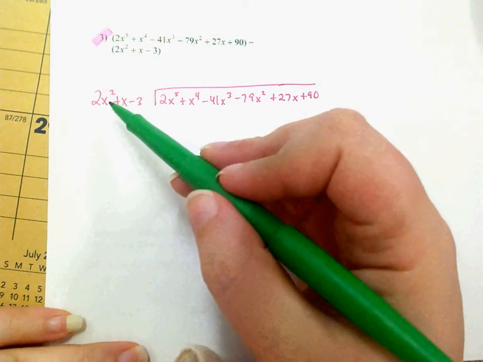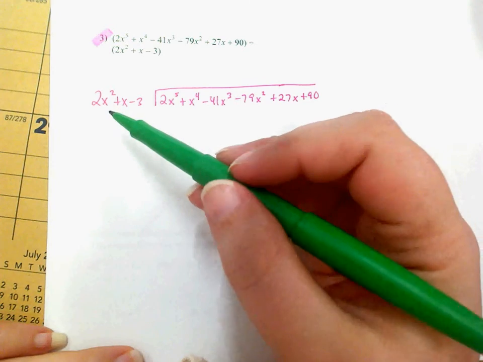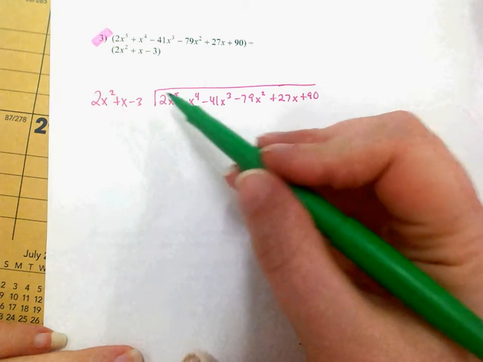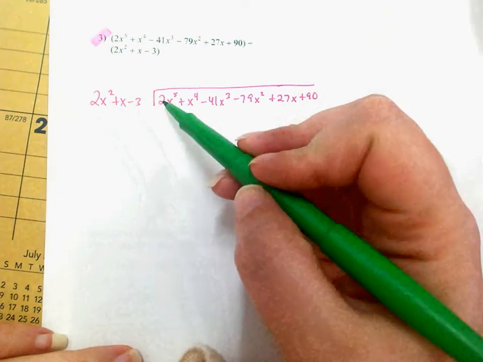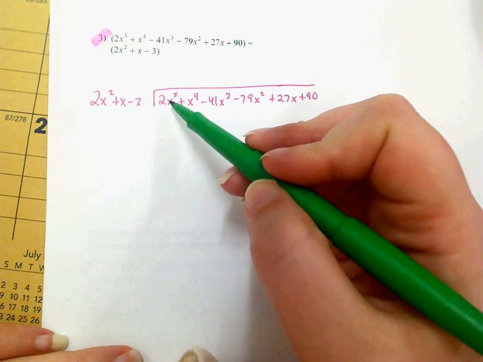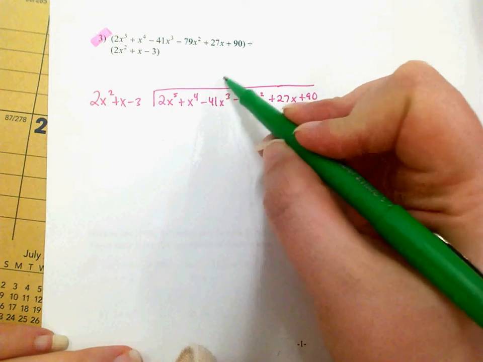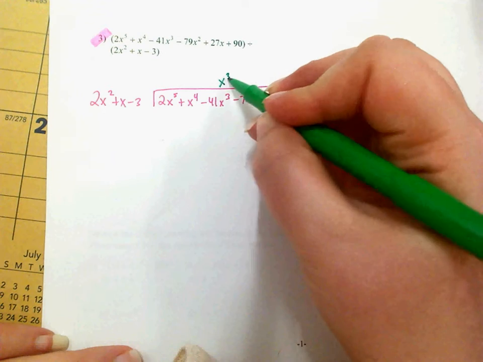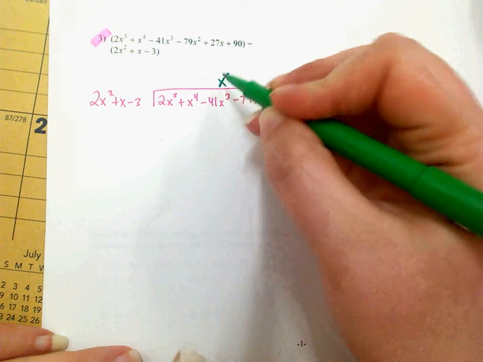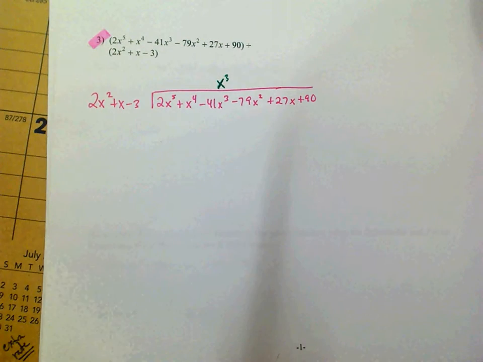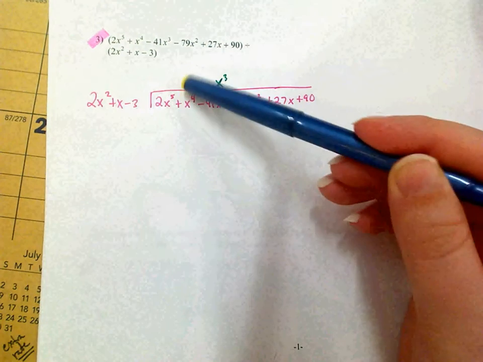With long division, you always ask yourself, what do I need to multiply this first term by to get that first term? So I have a 2 already. I have x squared. I need x to the fifth, so I multiply by x cubed. It makes sense that I need to multiply by x cubed because I'm dividing by a trinomial, and a trinomial will not go into a binomial, which is why we don't get x to the fourth.